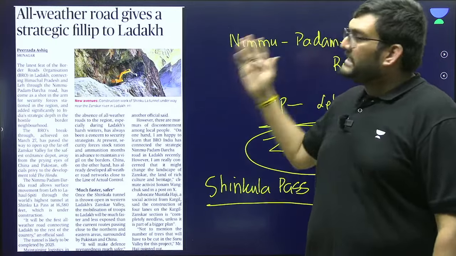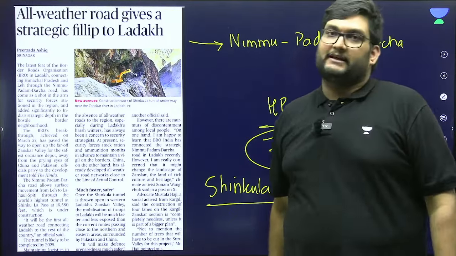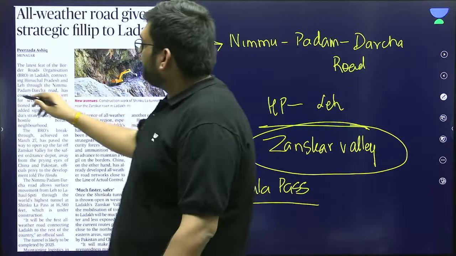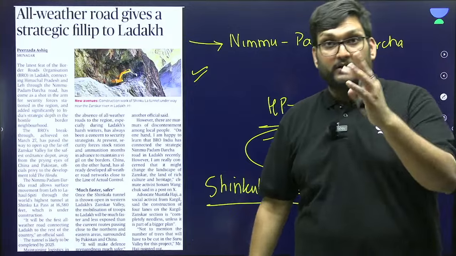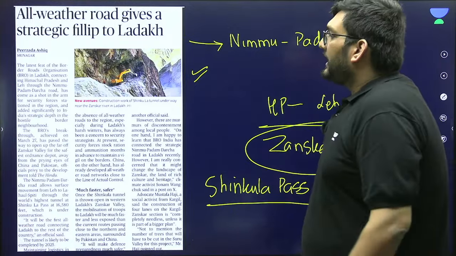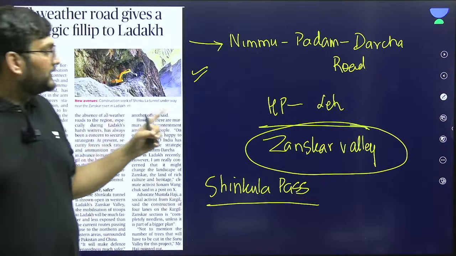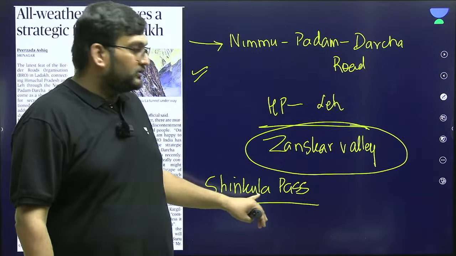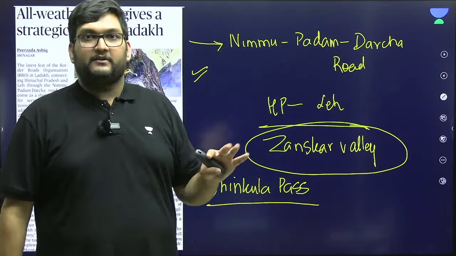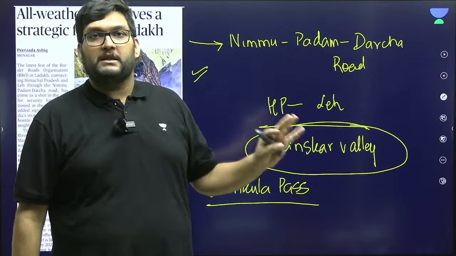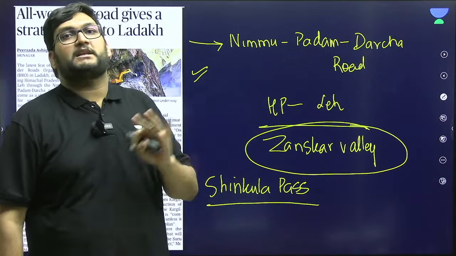Now, what the BRO has actually done is that it has got a breakthrough in this sector with construction happening between Himachal Pradesh and Leh at a very good rate. By 2025, we will have this road itself. And we are also developing the world's highest tunnel in the Shinkula Pass, or the Shinkula Tunnel itself. By 2025, this sector may be a very safe and fast route between Himachal Pradesh and Leh.